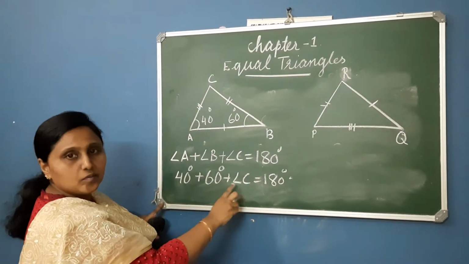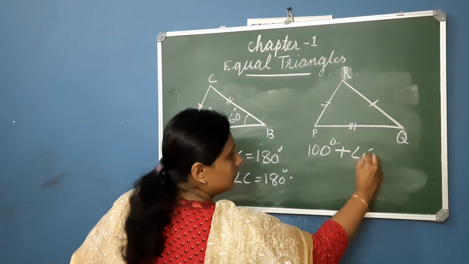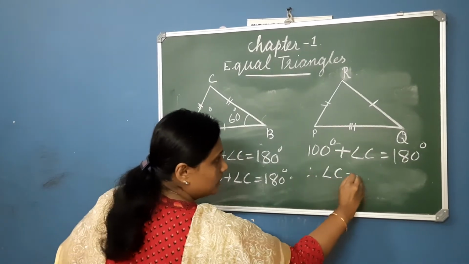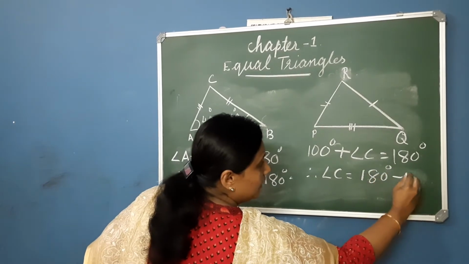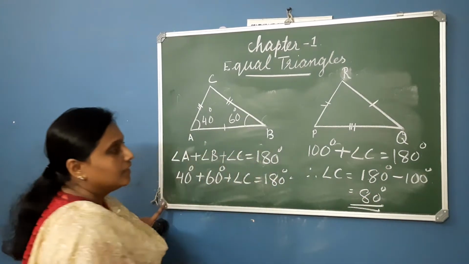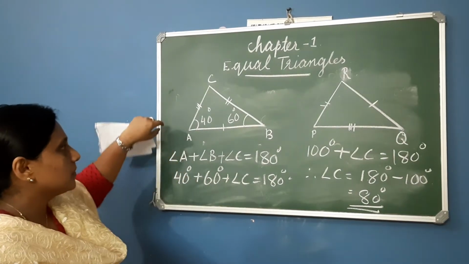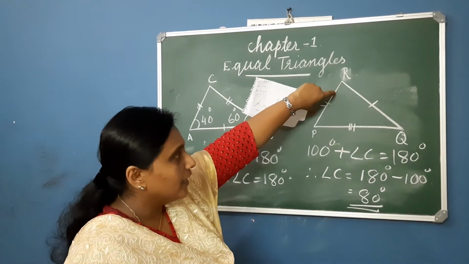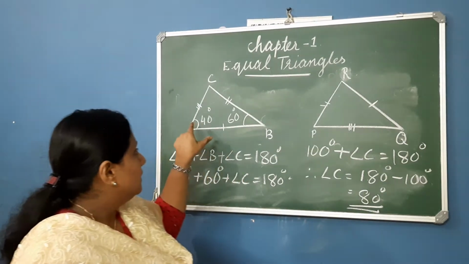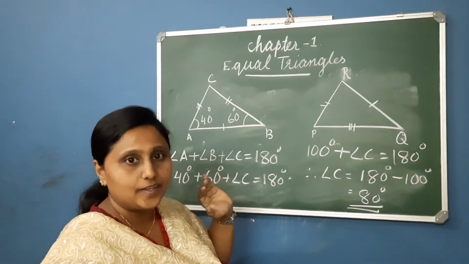That is 100 degree plus angle C is equal to 180 degree. Therefore, angle C is equal to 180 degree minus 100 degree is equal to 80 degree. That is, angle C is equal to 80 degree. Next, we have to find the angles in triangle PQR. Here we use the property that the angles opposite to equal sides in equal triangles are equal.